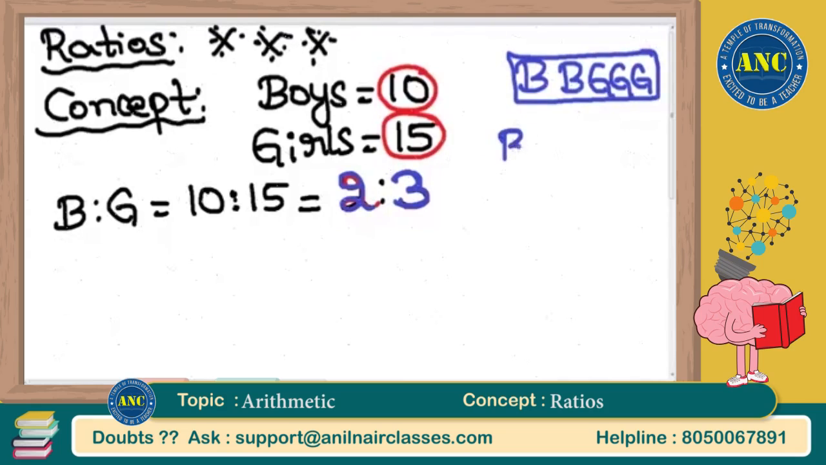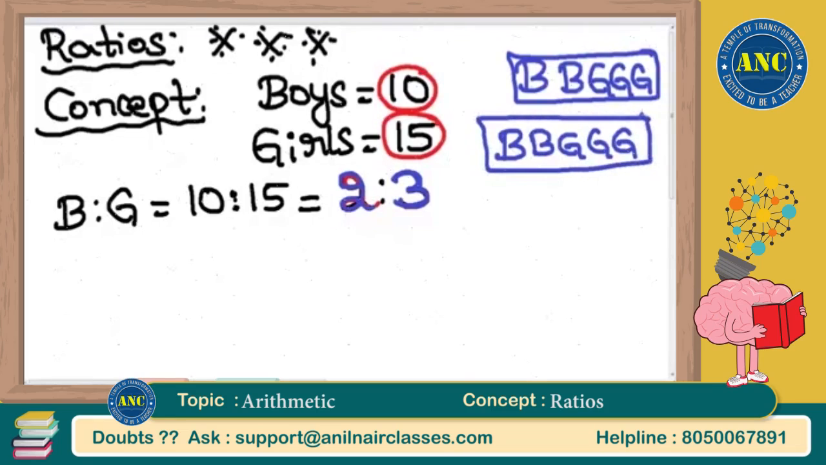Again, second pair, another 2 boys, another 3 girls. That means for every 2 boys whom I select, I will also select 3 girls, so that I will make it a group of 5 people. That is the meaning of 2 is to 3. I hope it is clear. Now observe carefully. Suppose I multiply this first term 2 by some numerical value 4, it becomes 2 into 4, 8. If I multiply the second term also by 4, it becomes 3 into 4, 12. 8 is to 12 is again nothing but 2 is to 3.